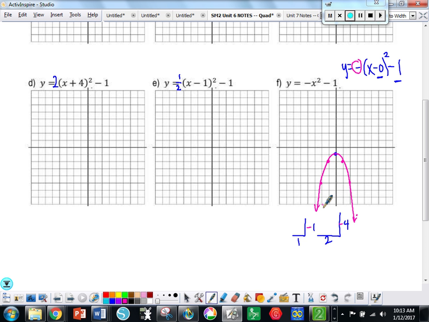Okay, what happens then with part D? I added the 2, so we'll add this to the 2 as well. What happens with part D that we got that 2? You still find the vertex. Where's the vertex on this one? Negative 4, negative 1.